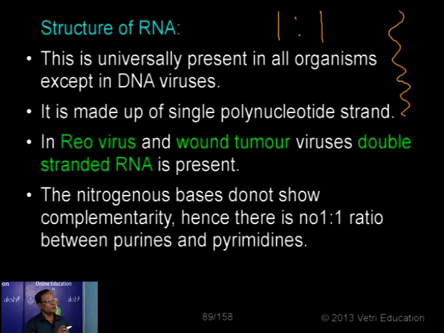That is, the number of purines is not equal to the number of pyrimidines. As in the case of DNA, here the number of purines is not equal to the number of pyrimidines, as there is no complementarity, no base pairing, because it is a single stranded structure.